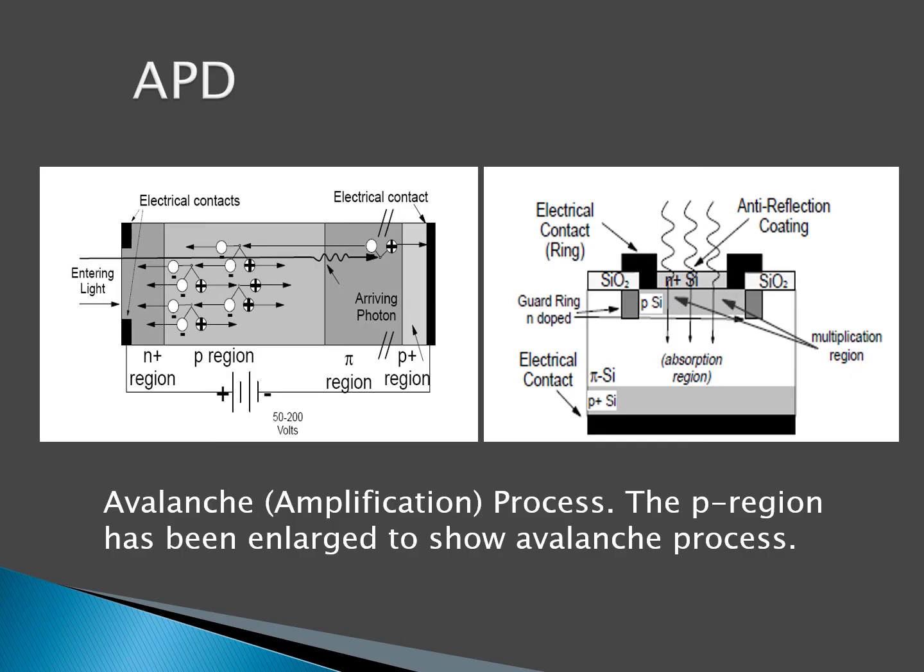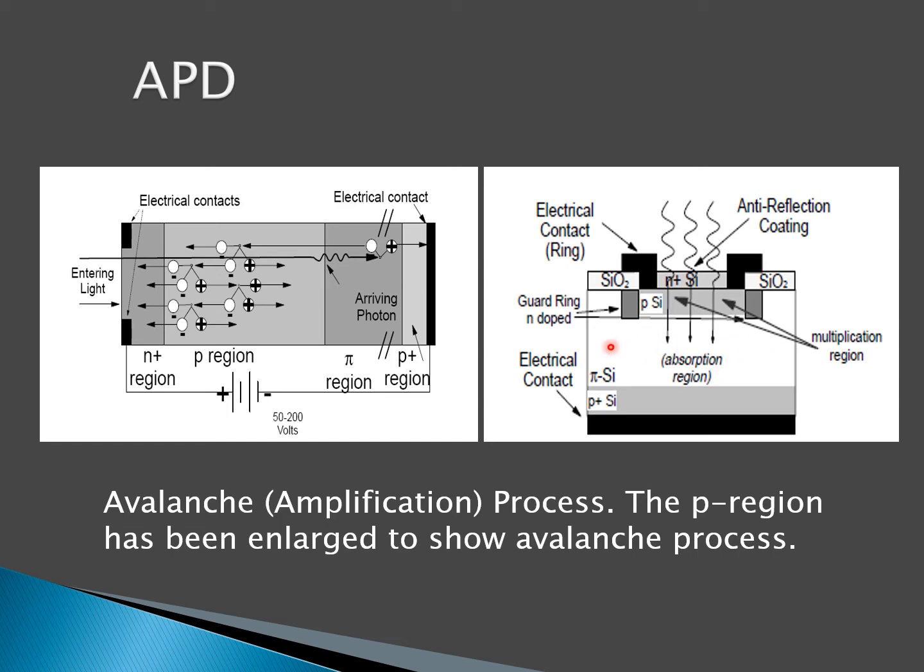Now let us look at the structure of the APD. Basically, you have the additional region, which is the pi region, and also the p region. The pi region is where the incoming photon will arrive. It is wider than the intrinsic region in a PIN photodiode, so it can absorb more photons.